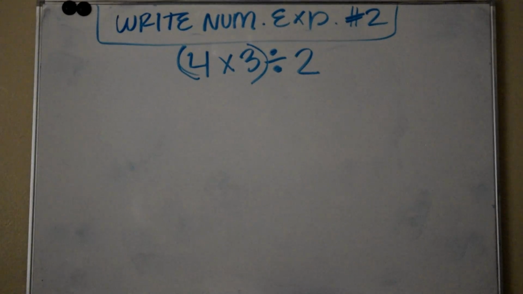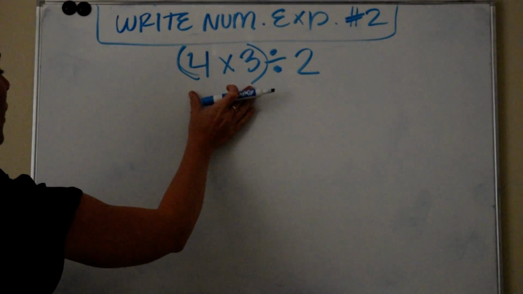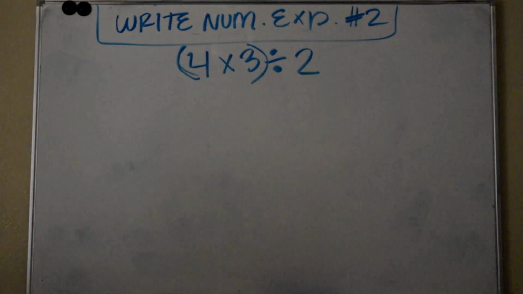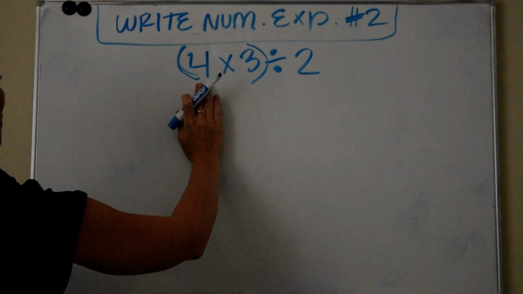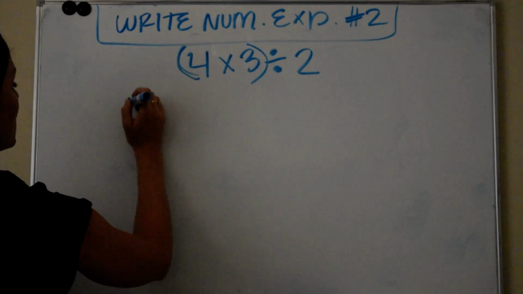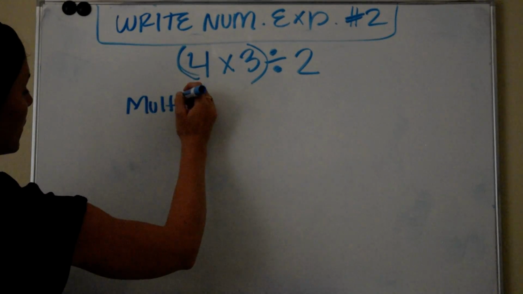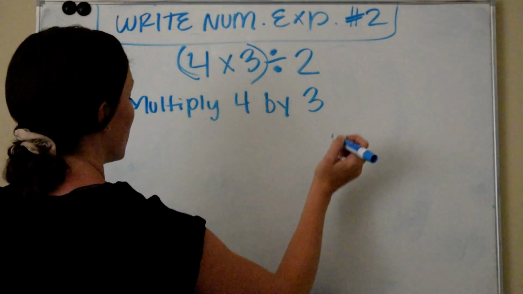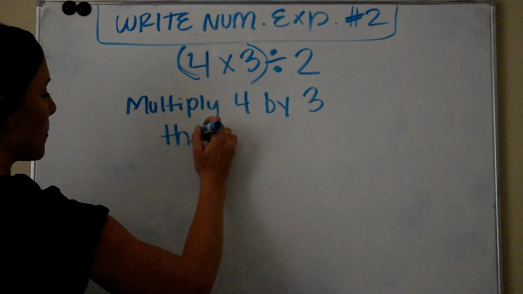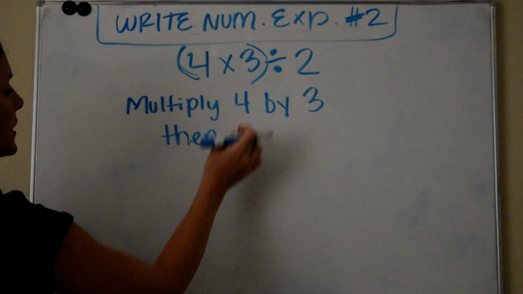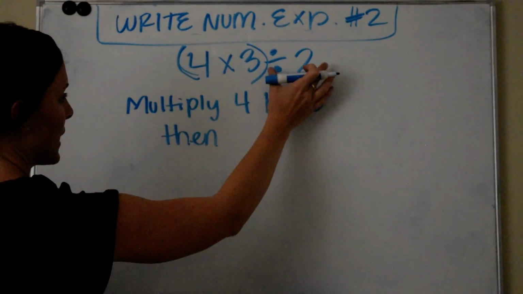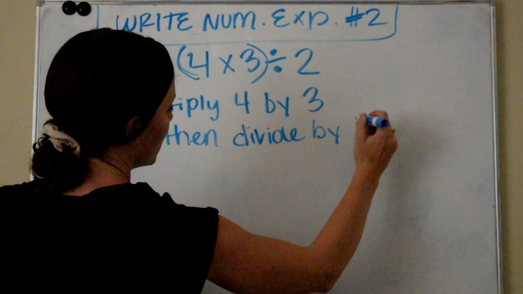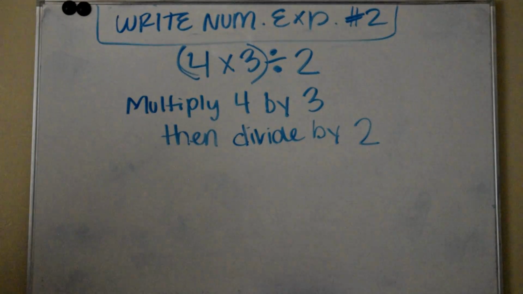So here we go. The most important thing is to look for parentheses. Parentheses tell you to do that one first. So we're multiplying 4 times 3. So we would say multiply 4 by 3. Then, why am I putting the word then? Because there's parentheses. Then whatever's outside of it. Then divide by 2. Okay? And there you guys have it.